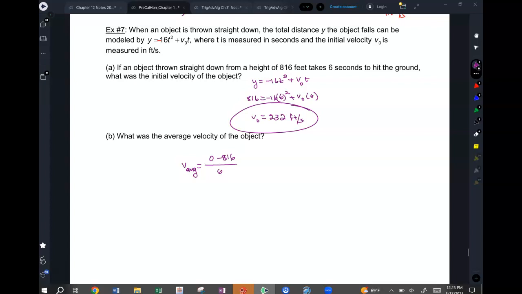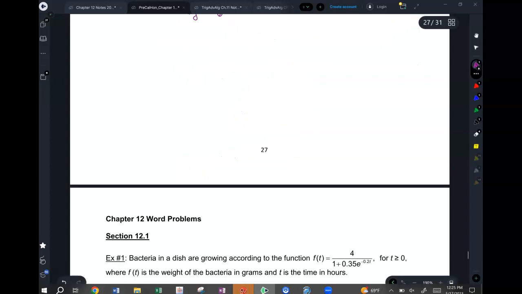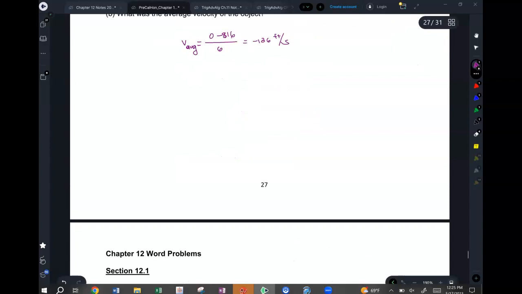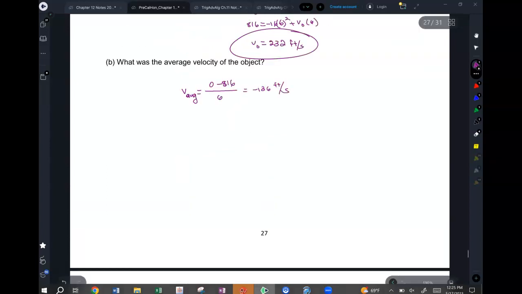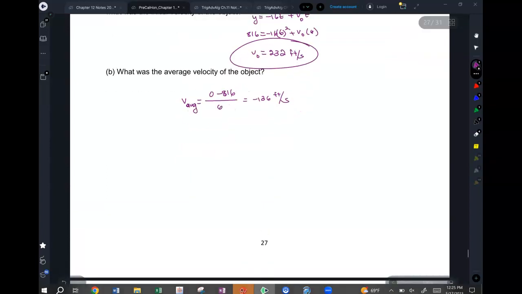So how much is that going to be? Whatever, negative 800. Right. What is that? We're going to take the pressure off of somebody else. Negative 136 feet per second. Okay? And it looks like that's where we're ending. All right. So that's where we're going to stop today.